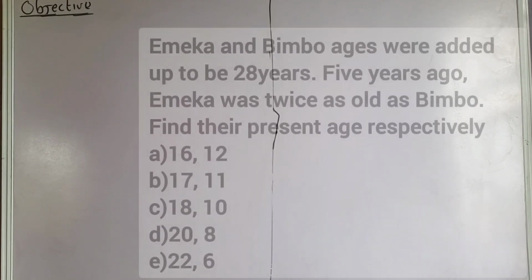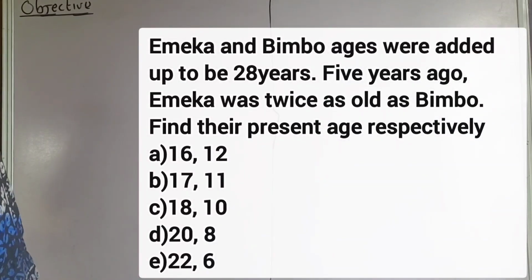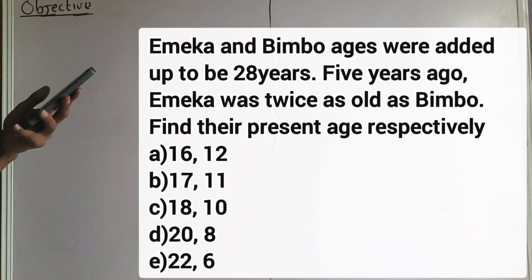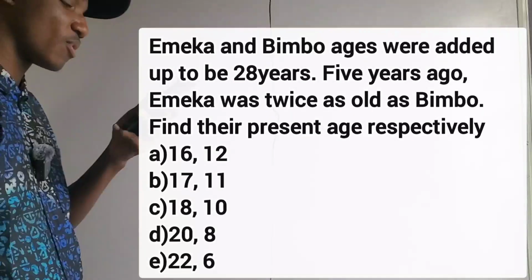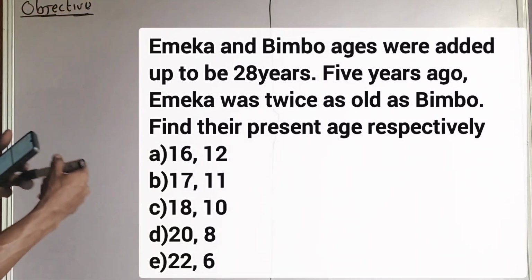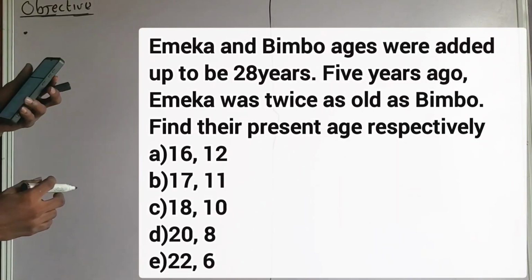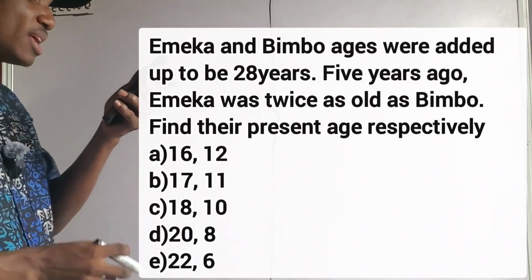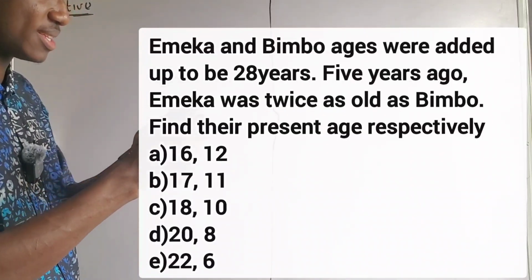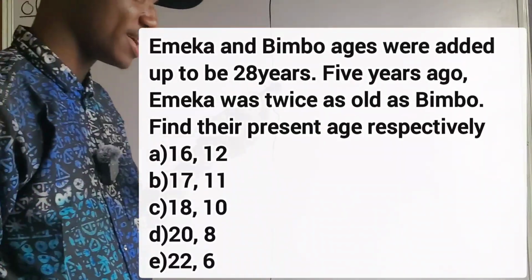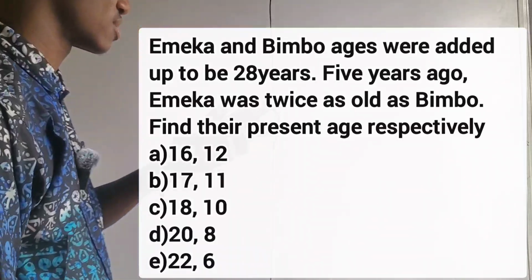Emeka and Bimbo's ages were added up to be 28 years. 5 years ago, Emeka was twice as old as Bimbo. Find their present ages. Option A, 16, 12. B, 17, 11. Option C, 18, 10. Option D, 20, 8. Option E, 22, 6.